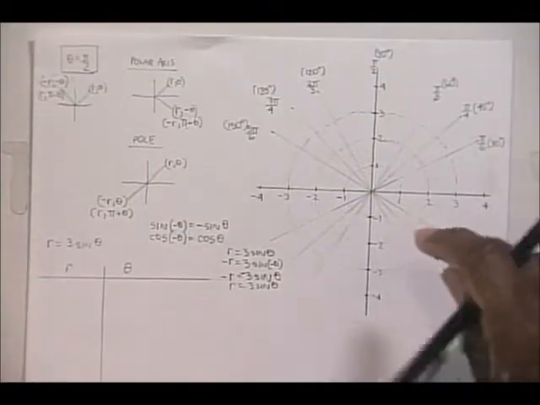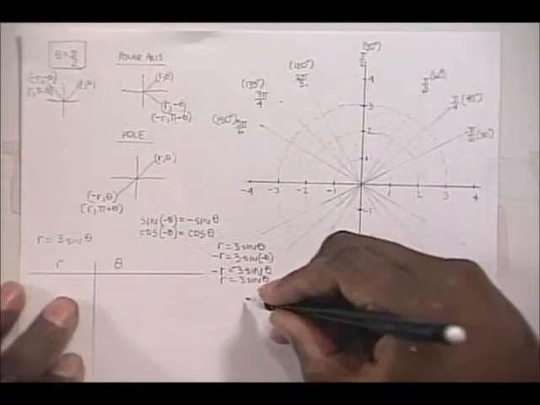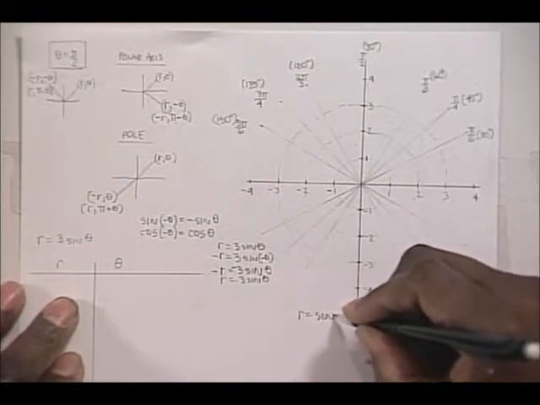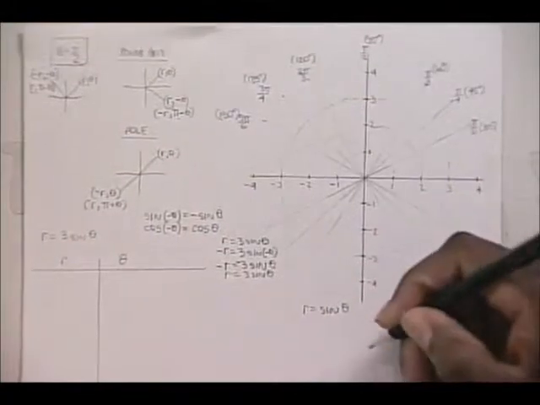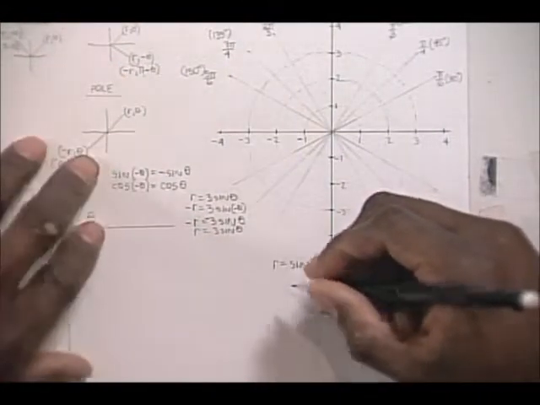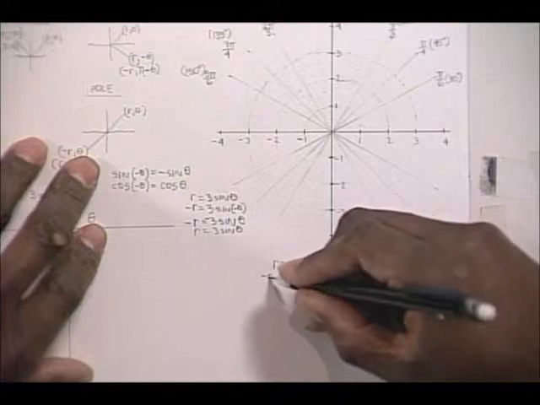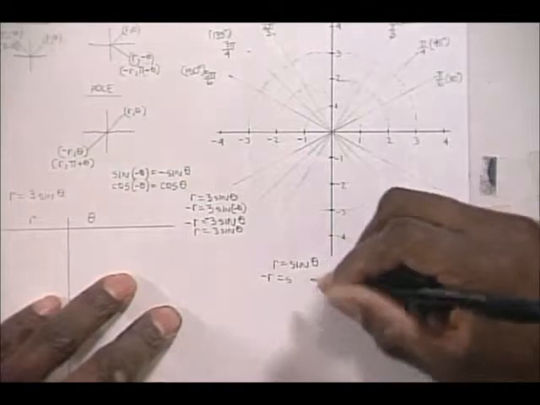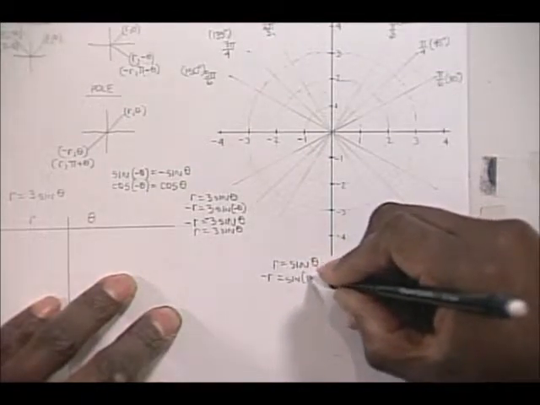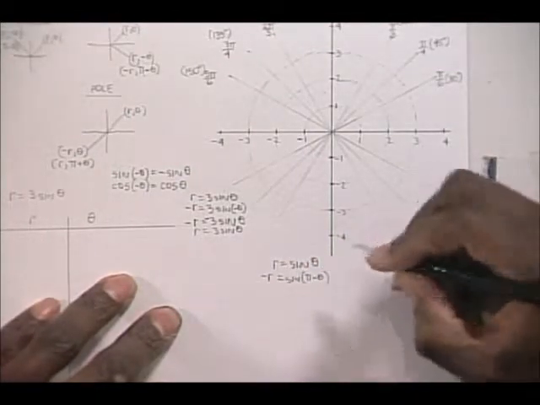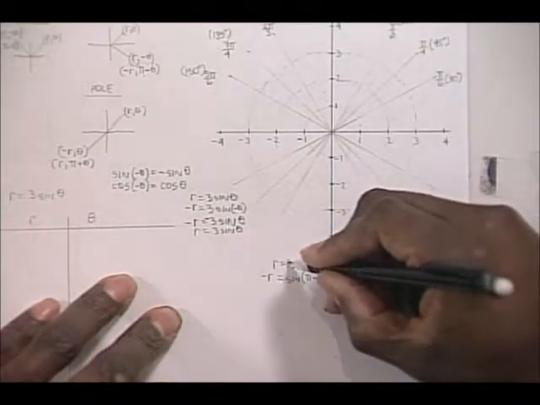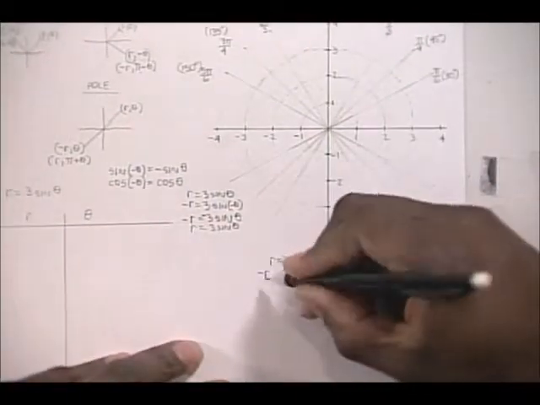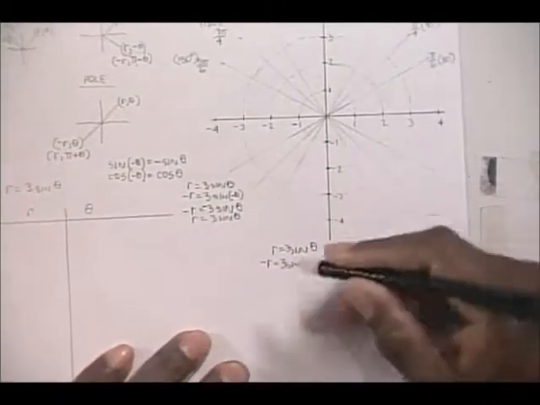So let's go through that process right now. We start with, again, r = 3 sin θ. That's our original problem we're trying to graph. Now let's substitute in negative r, and π minus θ. Sine of π minus θ. And that was also a 3 there, so let's put the 3 there. Negative r is equal to 3 sin(π − θ).